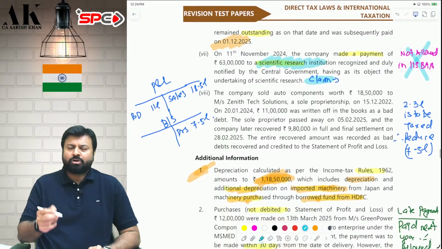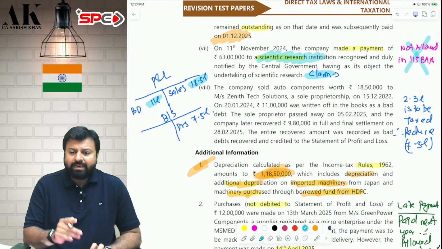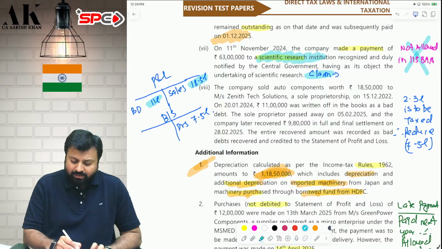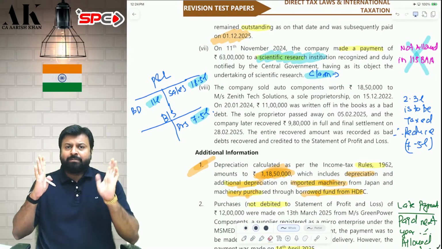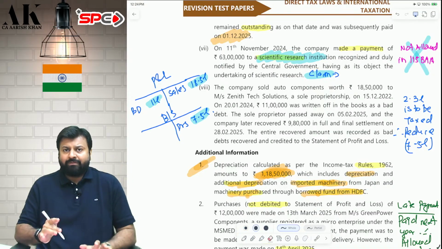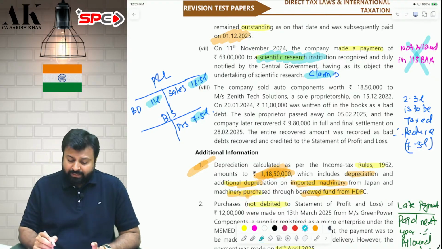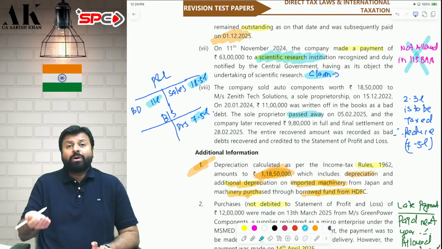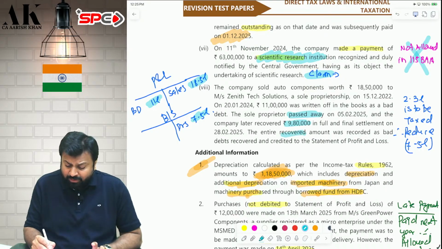Next one is also a routine adjustment we have done earlier. You have sold some goods of 18.5 lakhs. Out of that, 11 lakh has become bad debts. Now, how much is the debtor in the balance sheet? Out of 18.5 lakhs, 11 lakh has become bad debt, therefore the debtor is 7.5 lakhs. Now the question is, while recovering this 7.5 lakhs, the debtor has died, the debtor has passed away. Fortunately, you are recovering more than 7.5 lakhs. You are recovering 9.8 lakh rupees, and the entire amount you are crediting to P&L.